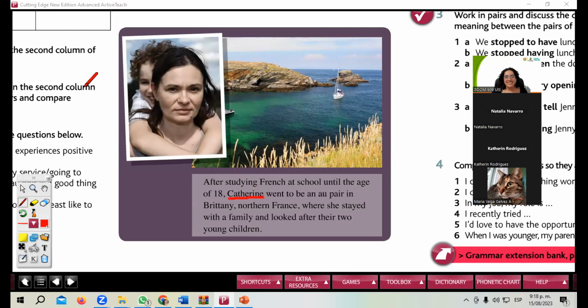After studying French at school until the age of 18, Catherine went to be an au pair in Brittany, northern France, where she stayed with a family and looked after their two young children. So why did Catherine leave her home? What is the reason here? She went to work as an au pair in France. She stayed with the family and looked after the two young children.